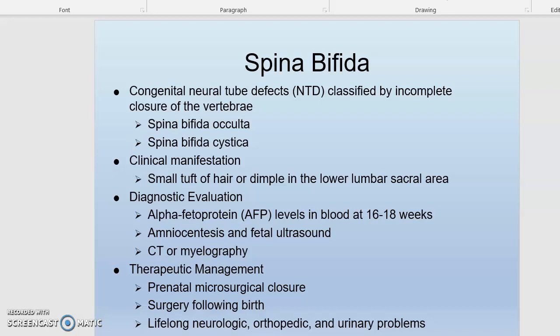Diagnostic evaluation includes alpha fetoprotein levels in blood at 16 to 18 weeks, amniocentesis and fetal ultrasound, a CT or myelography. Therapeutic management includes prenatal microsurgical closure, surgery following birth, and the patient can have lifelong neurologic, orthopedic, and urinary problems.